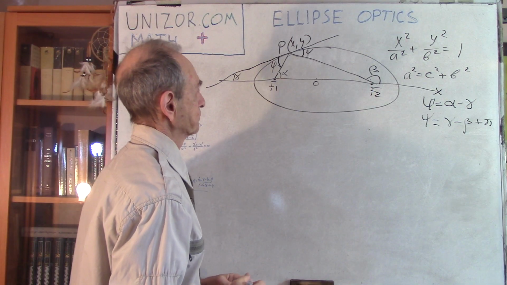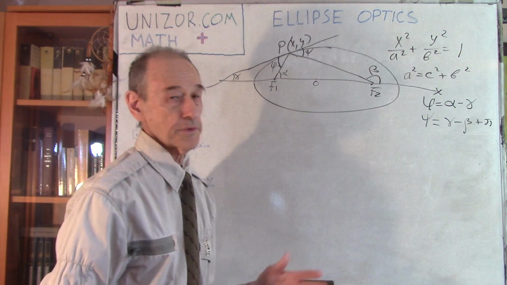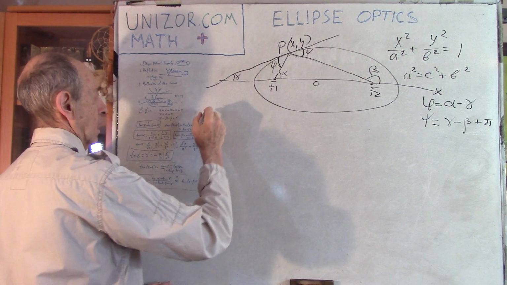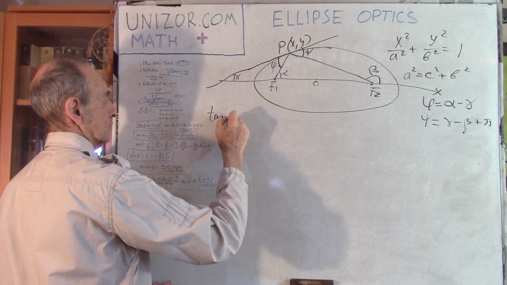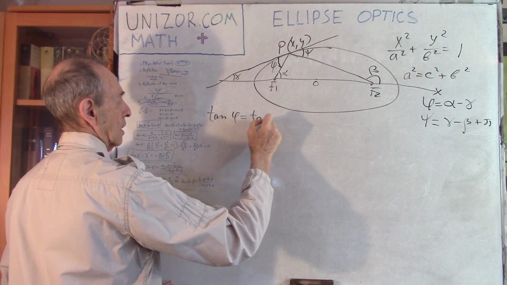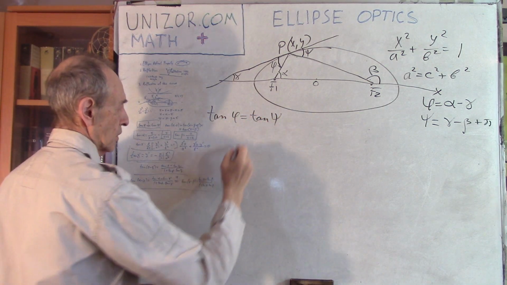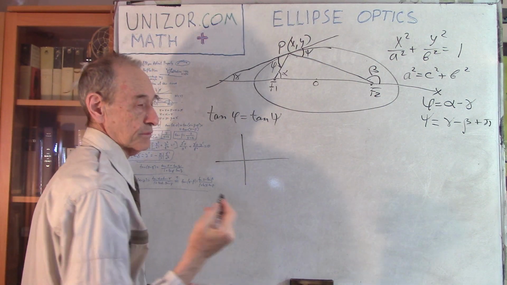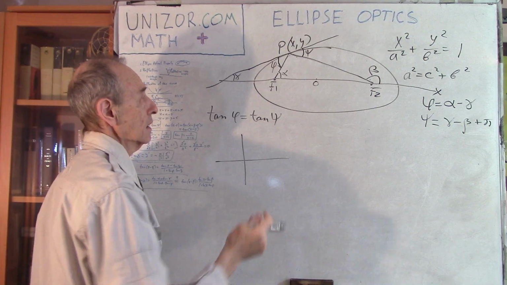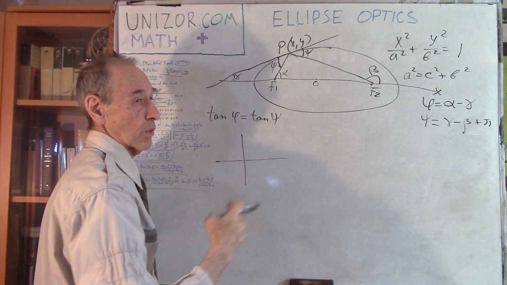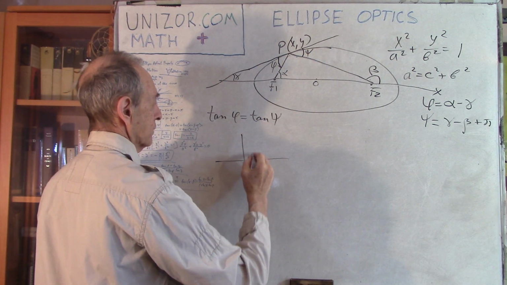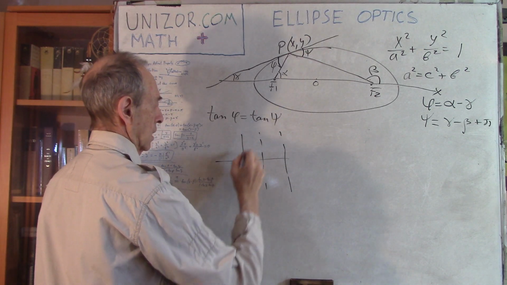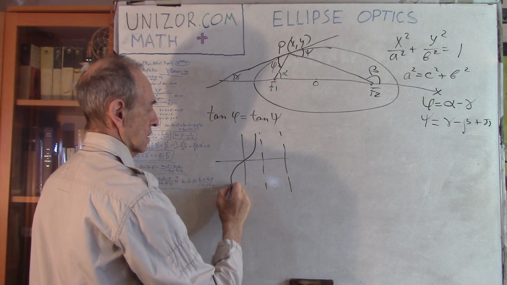Now, instead of proving that phi is equal to psi, I will prove that tangent phi is equal to tangent psi. Why? Because, well, look, tangent is a function with a period of pi. Now these angles are all below pi. If you remember, the graph of tangent is this.